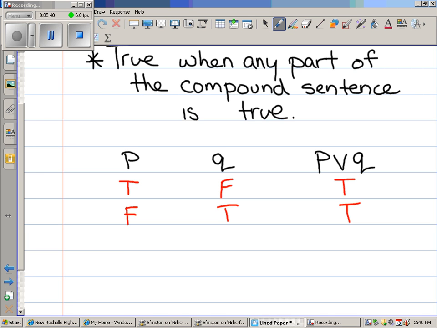It could be the case that I'm feeling extra hungry and I have cereal and I have an egg. And in which case it would be true. And the only way it's not true is if neither one of them takes place.